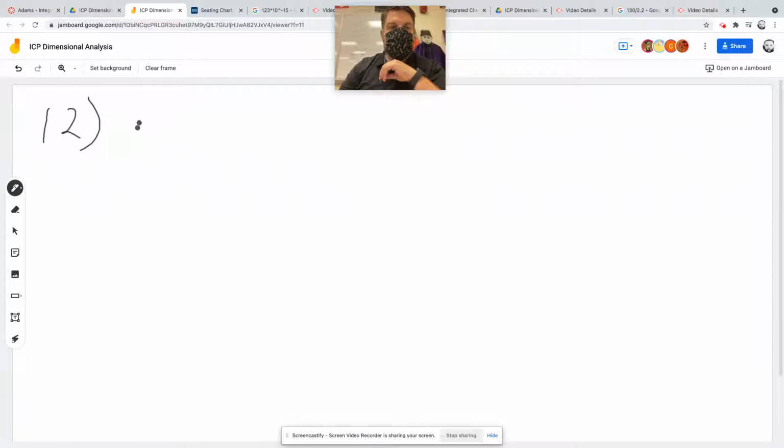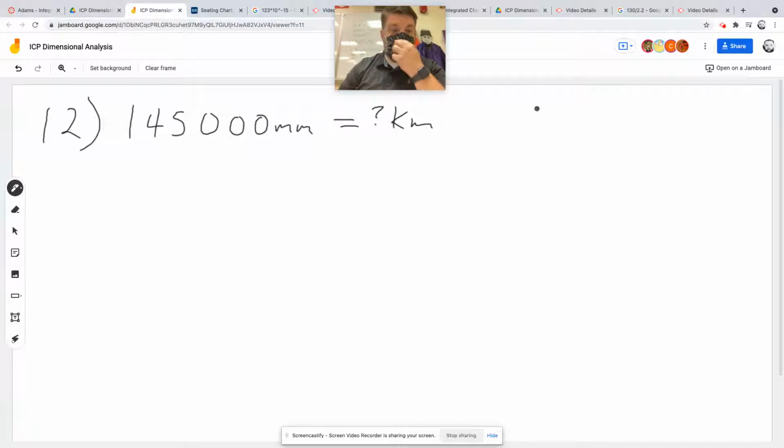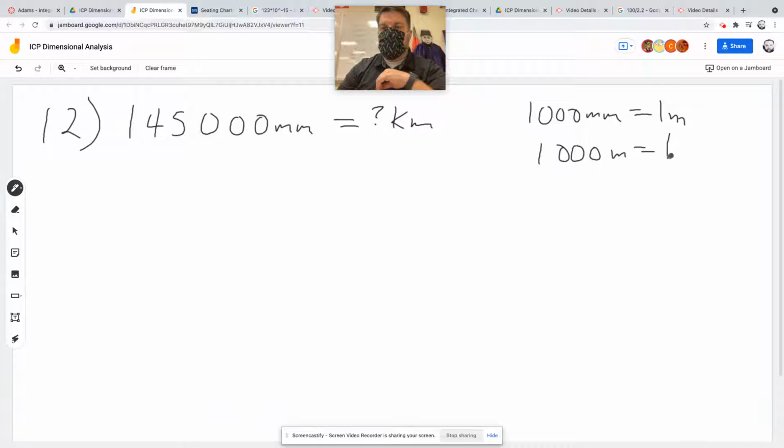So now for 12, we're going to do 145,000 millimeters. What? That's a lot. And we want to calculate that to kilometers. We don't know how many kilometers it is. Well, here's what I know. There are 1,000 millimeters in a meter, and there are 1,000 meters in 1 kilometer.